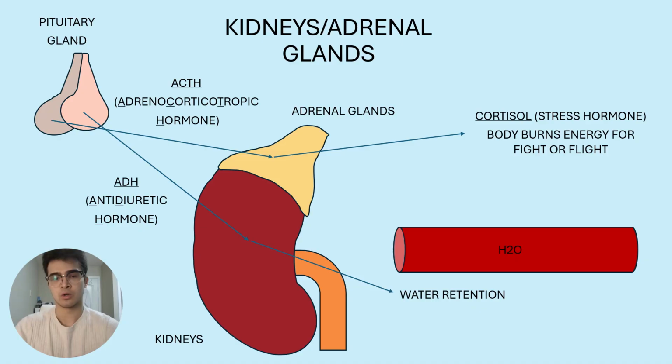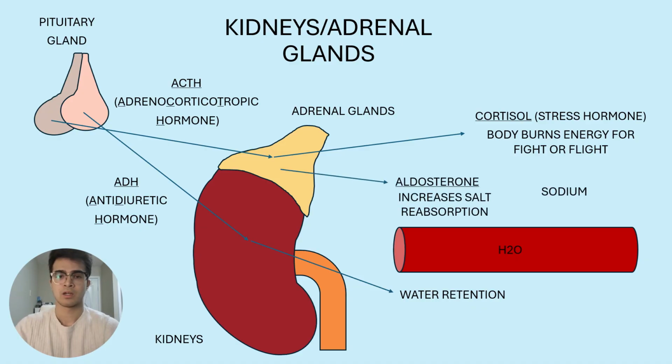There's also a third hormone of note here called aldosterone. And what aldosterone does is it retains sodium into the blood. So the big difference between ADH is that it retains water, while aldosterone retains sodium.